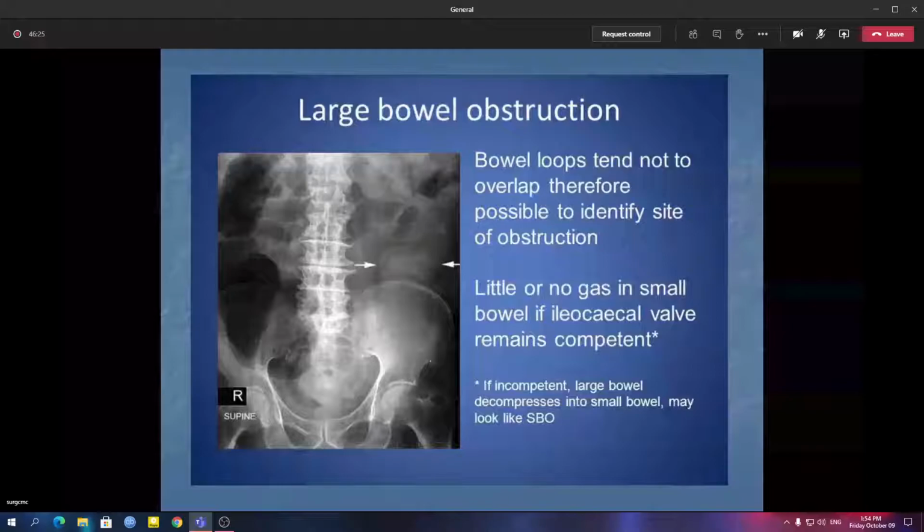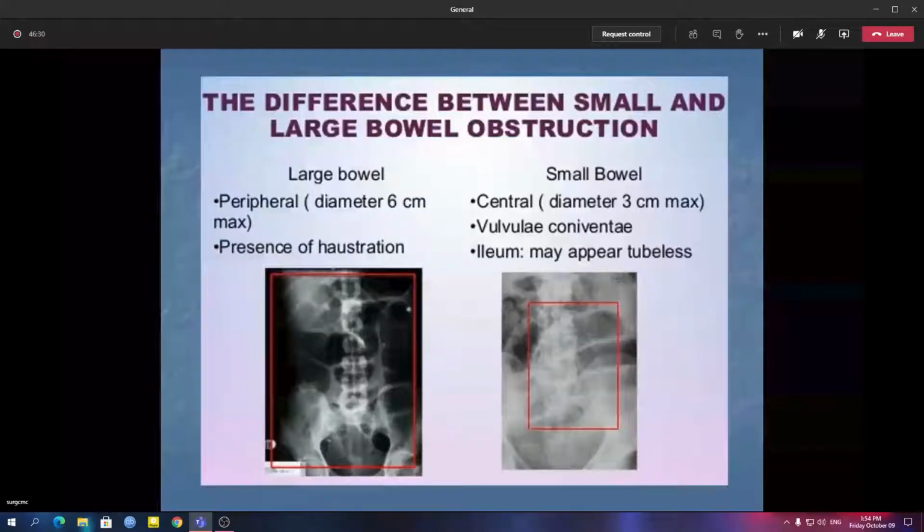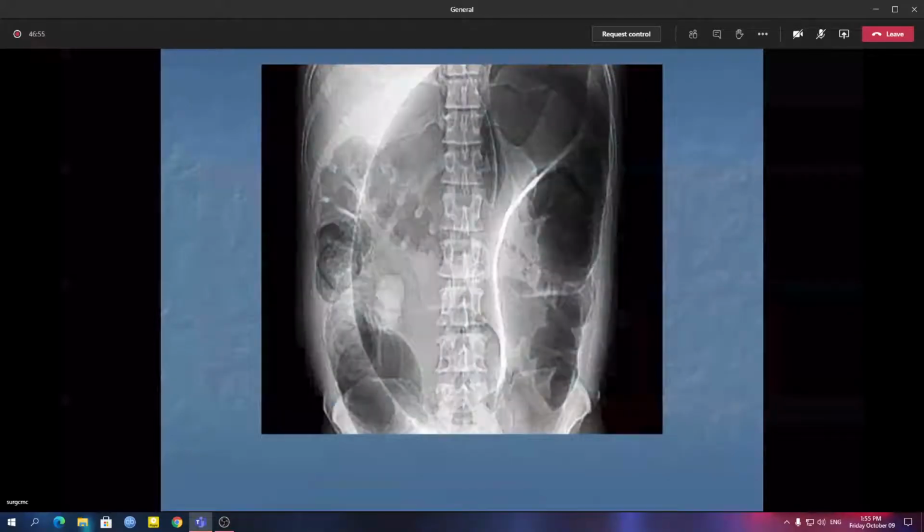Now, in large bowel obstruction, I told you about valvulae conniventes in small bowel. But in large bowel also, there is something very classically visible, though we understand large bowel is of larger diameter and more peripherally placed. These are nothing but the haustrations. The haustrations also become prominent when the large bowel becomes dilated. In dilated large bowels, the haustrations become prominent.